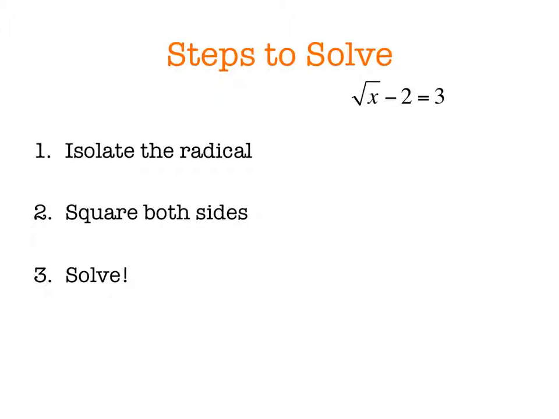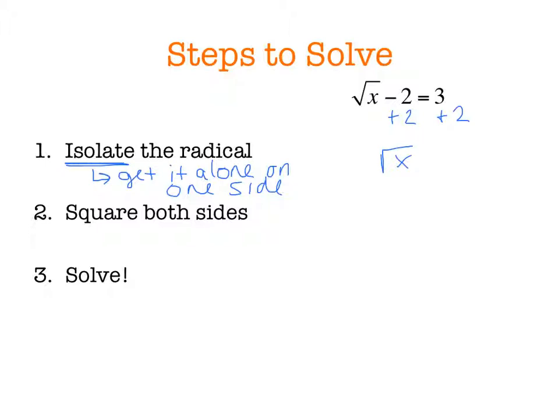The first one is to isolate the radical. This means to get it alone on one side. In our example problem, this is easy. All we need to do is add 2 to both sides. So we get the square root of x, which is the radical all by itself on one side, equals 5.